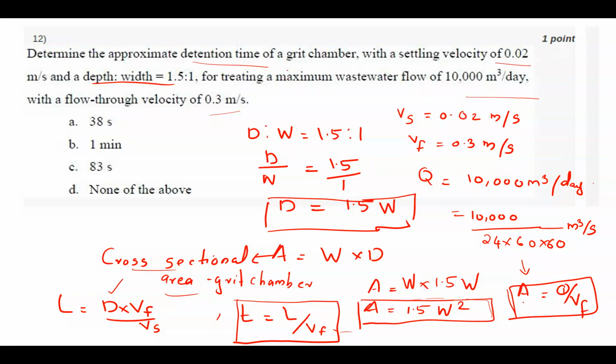So this area you will put in here. Then you calculate the value of W from this equation. Then you know the area, and from here you know the value of depth. Then you put this D value in L. Then you know VF and VS, so you calculate L. Then that L value you put in the formula for the detention time. So first calculate this one.